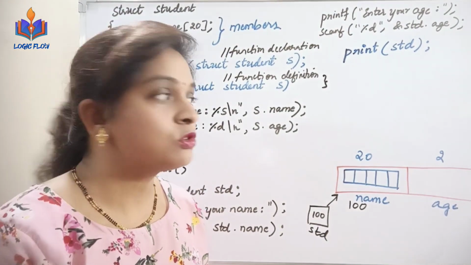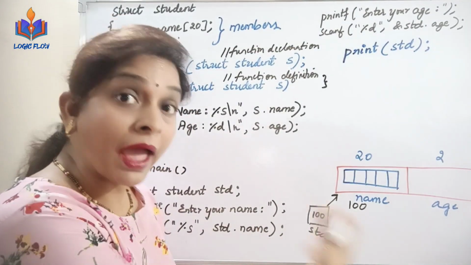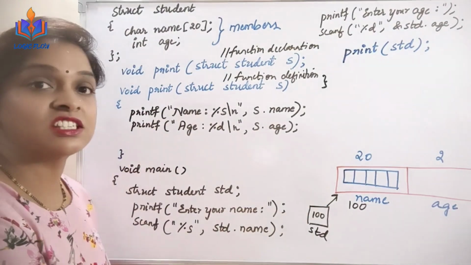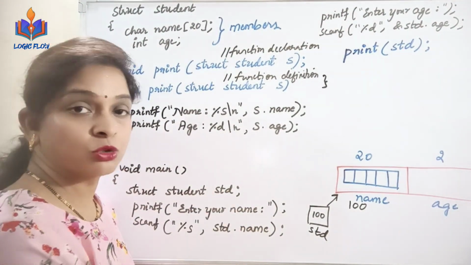And if I want to access some values of these members, I cannot just move this base address. I have to access them through the dot operator.